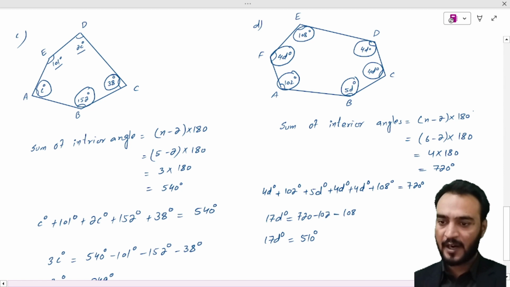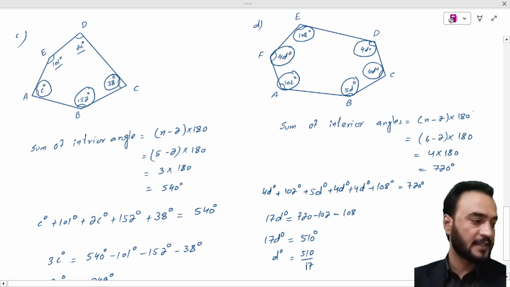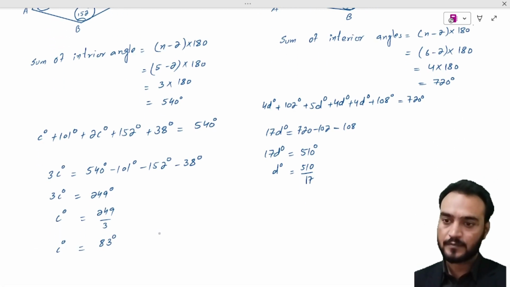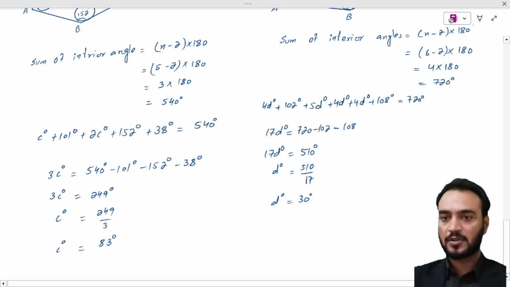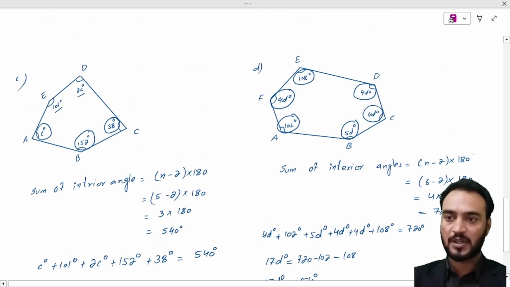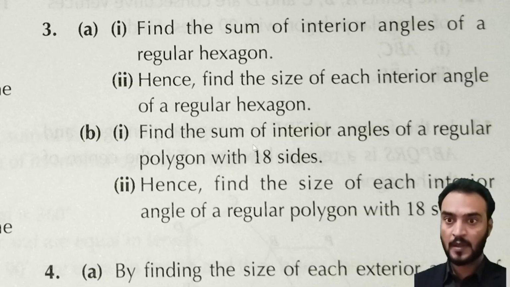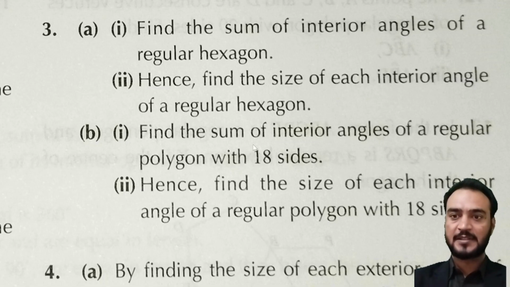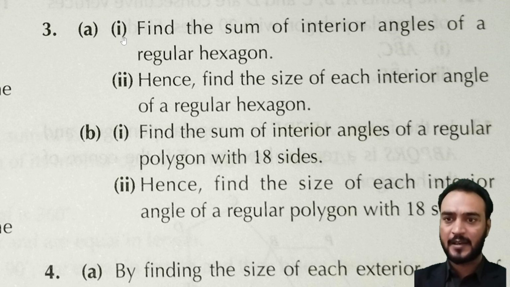Dividing 510 by 17, 510 over 17, we get the value of d, that is 30 degree. This becomes the answer. So this was question number 2. Now we will solve question number 3. This is question number 3, part A, and part 1 of part A of question number 3. Find the sum of interior angles of a regular hexagon.